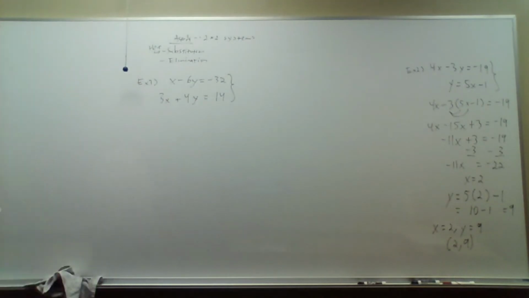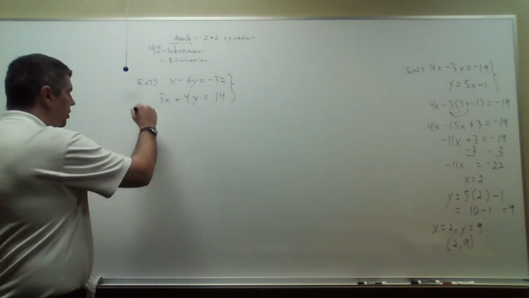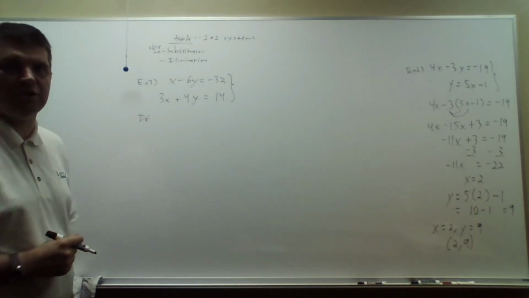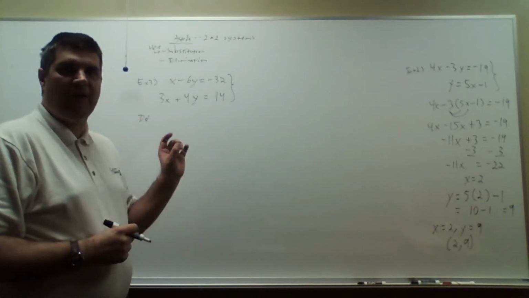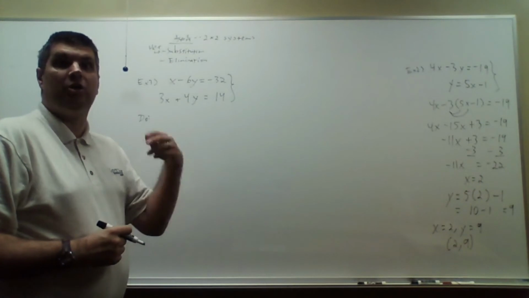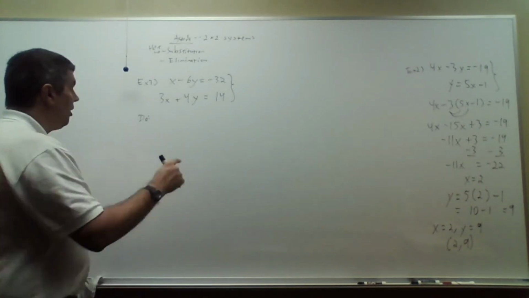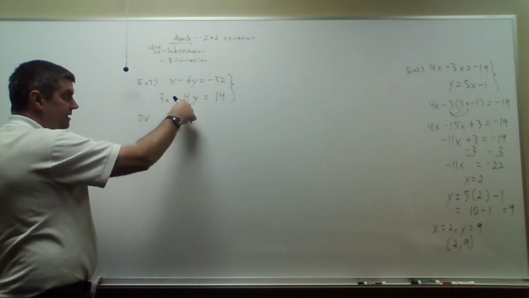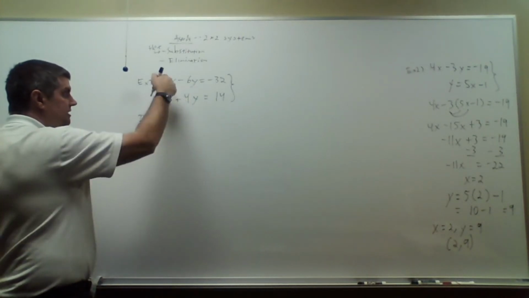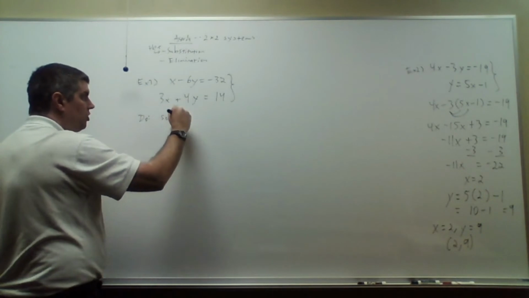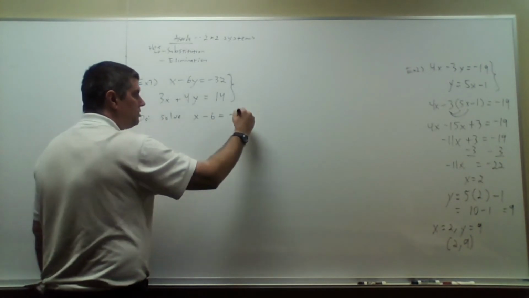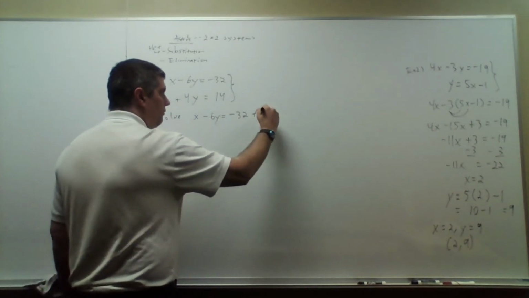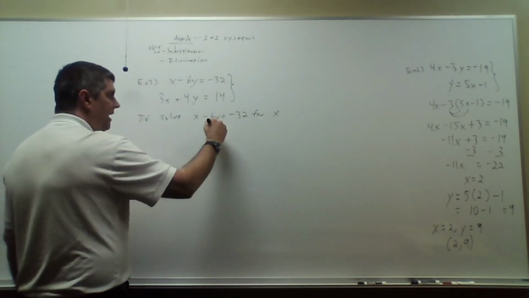Now, we don't have x equals or y equals. So what I would do is solve for one of the variables. If I'm dead set on solving this by substitution, I would find the variable that's easiest to solve for. You're looking for a coefficient of 1. Here's minus 6. Here's 3. This coefficient is 4. So since this has a coefficient of 1, I will solve x minus 6y equals negative 32 for x. So I would add 6y.